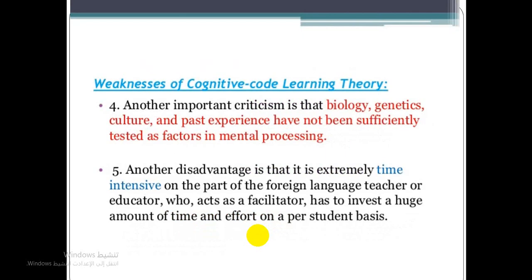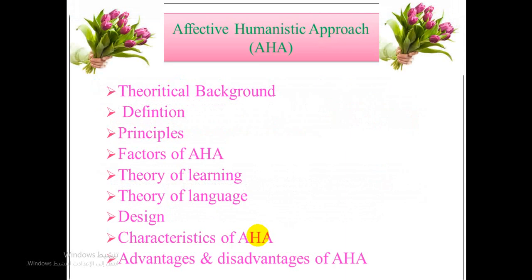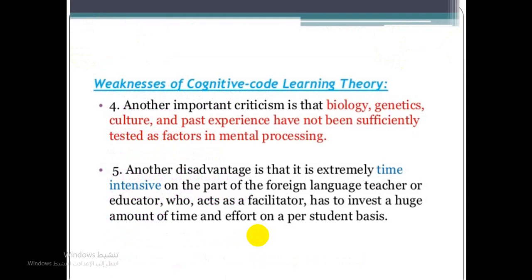Another important criticism is that biology, genetics, culture, and past experience have not been sufficiently tested as factors in mental processing. Yes. To sum up what we discussed about the cognitive code approach: you never really understand a person until you consider things from his point of view, until you climb into his skin and walk around in it.